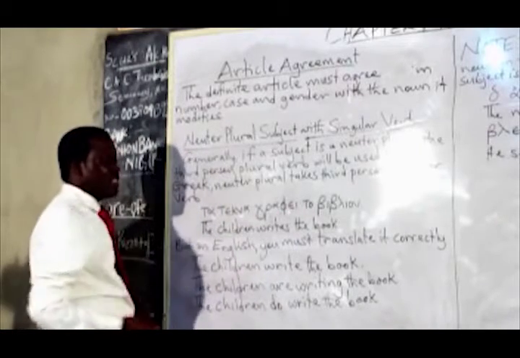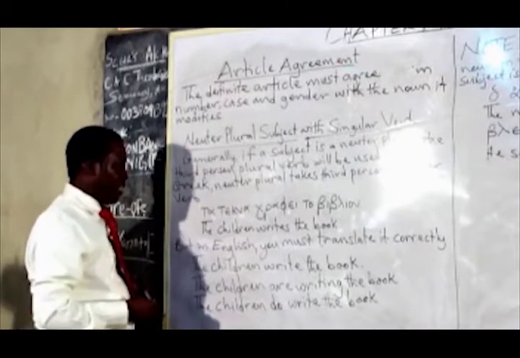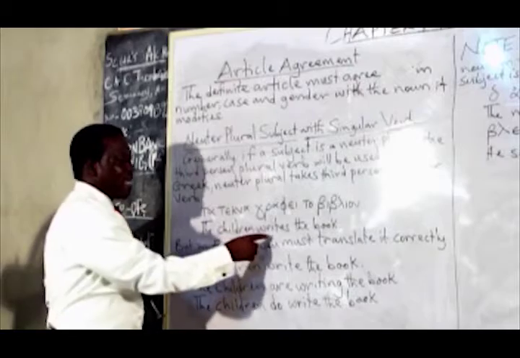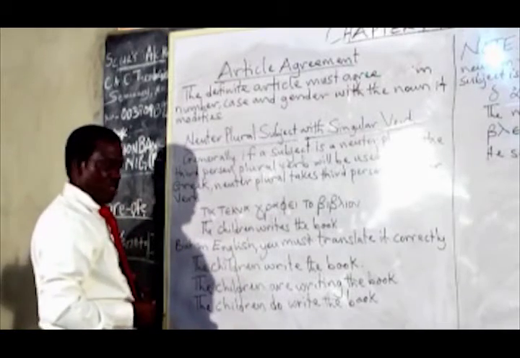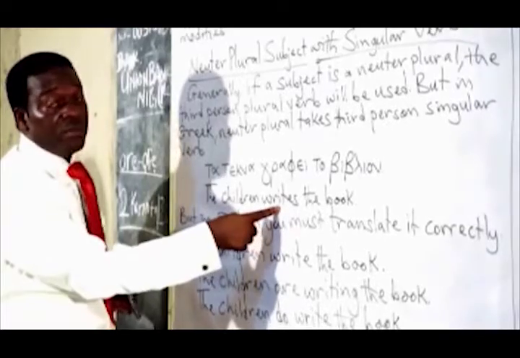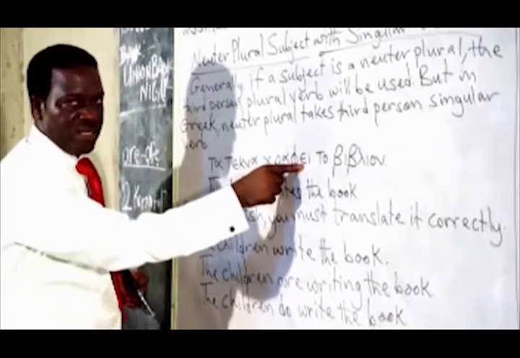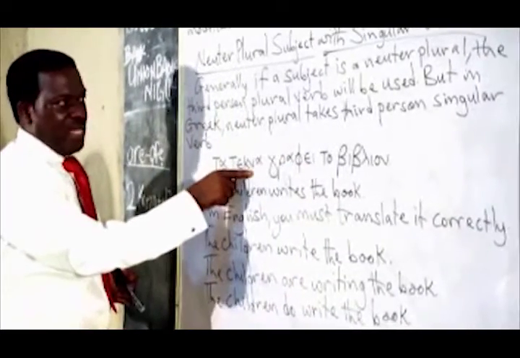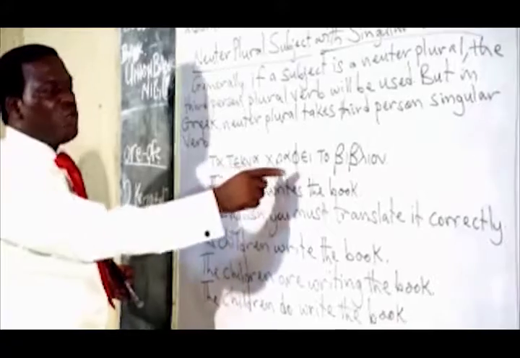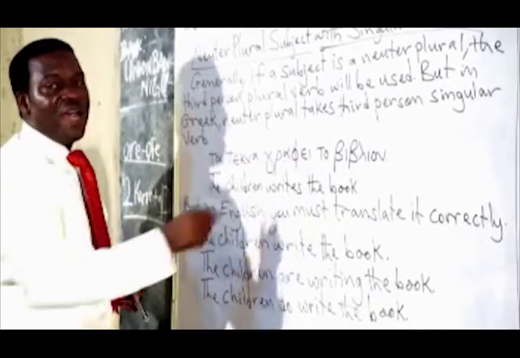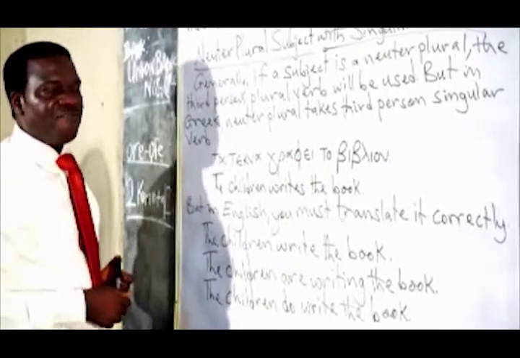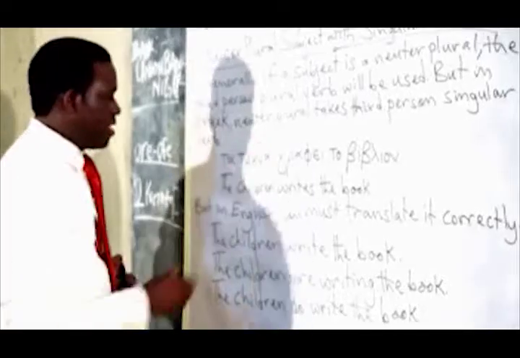If we translate it literally in English, we have "the children writes the book." This is not correct in English, but this is what the Greek is. The neuter plural subjects will always take a third person singular verb. That is the emphasis here.